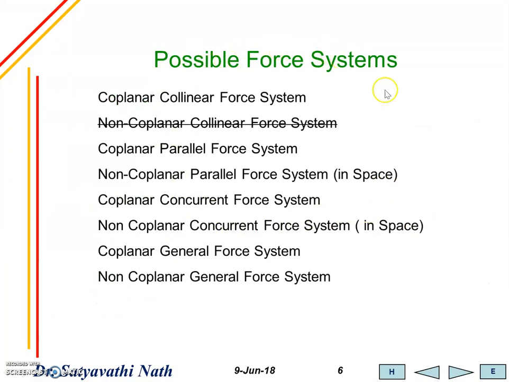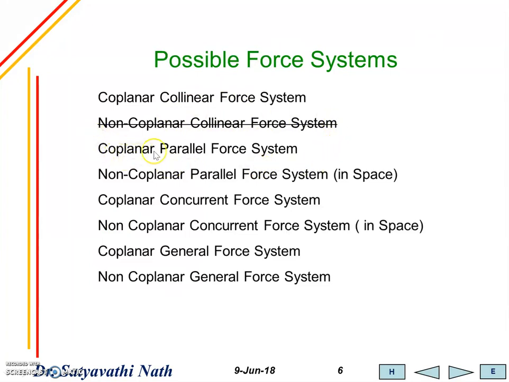So by combining all these things, there may be coplanar collinear force system. All the forces which are collinear, that means acting along the same line, and they are also acting in the same plane, we can call it coplanar collinear force system. Here I have struck off non-coplanar collinear force system. Why? If they are collinear, their line of action is same, so they must be in the same plane. So non-coplanar collinear force system is not possible at all.